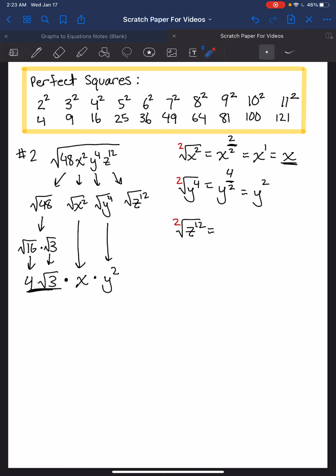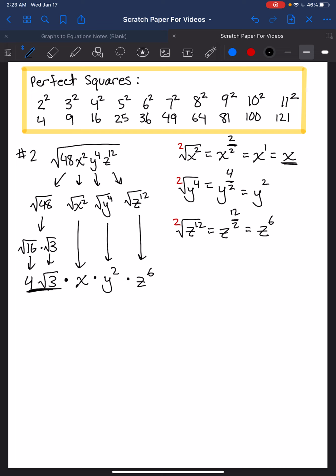One more time for z. Again, write it as an exponent. Z is your base. Exponent is a fraction. The rule is in over out. 12 over 2. Twelve over 2 is 6. So this becomes z to the 6th.